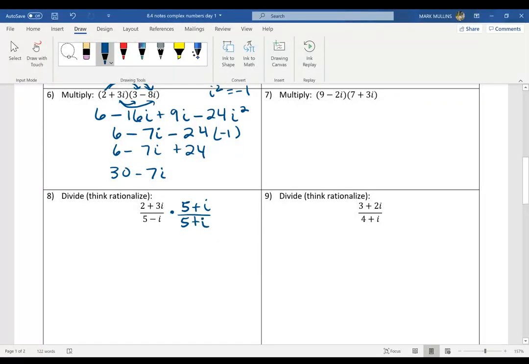So in my numerator, 2 times 5 is 10. 2 times i would be 2i. 3i times 5 is going to give me 15i. And then plus 3i squared. In my denominator, you might recognize that we actually have what's going to be difference of squares because I have a 5 minus i and a 5 plus i.